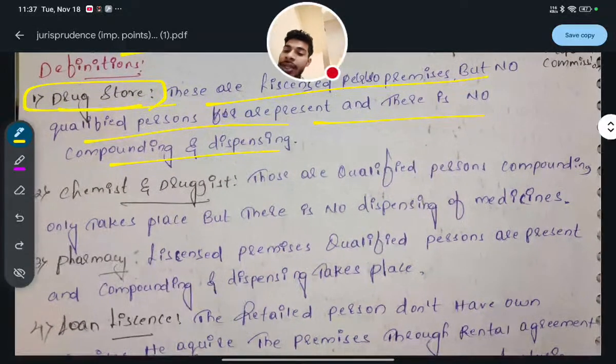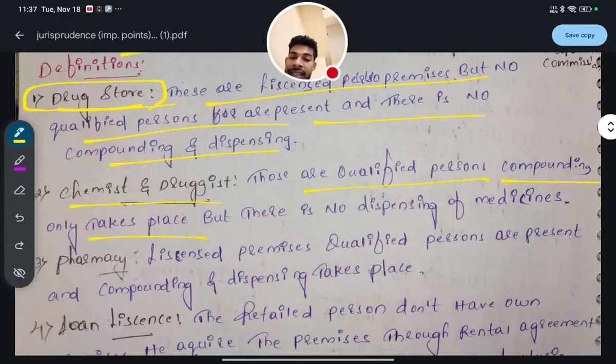Next is chemist or druggist. These are qualified persons. Compounding takes place, but there is no dispensing of medicine. Chemists or druggists are the qualified persons who will compound the medicine, but they are not dispensing.